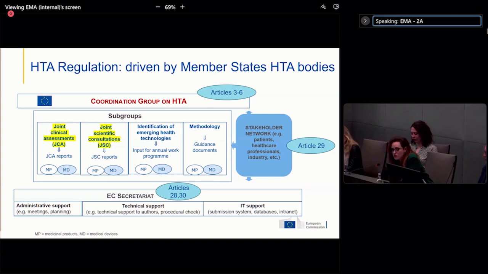I don't want to go too much into the details here, but I want to stress that the Commission is playing an important role as a secretariat to the coordination group, and therefore providing administrative, technical, and IT support to the coordination group and the subgroups. It's also key to understand that one of the main innovations of the regulation is the formalization of the interaction with stakeholders through the creation of a stakeholder network.